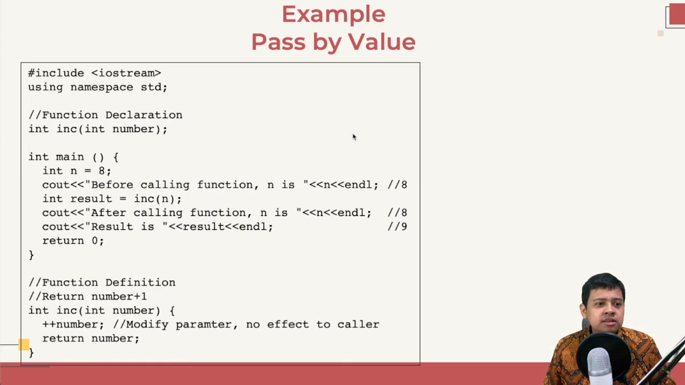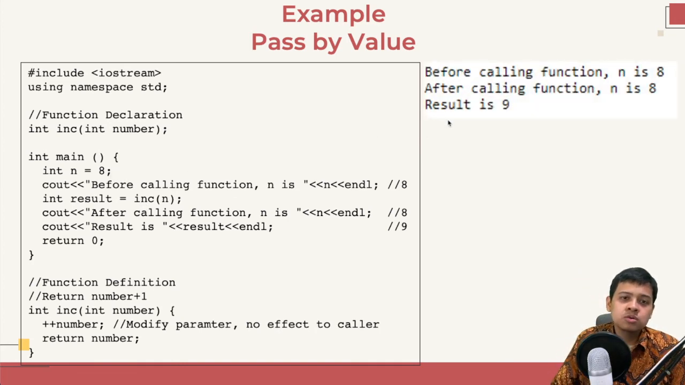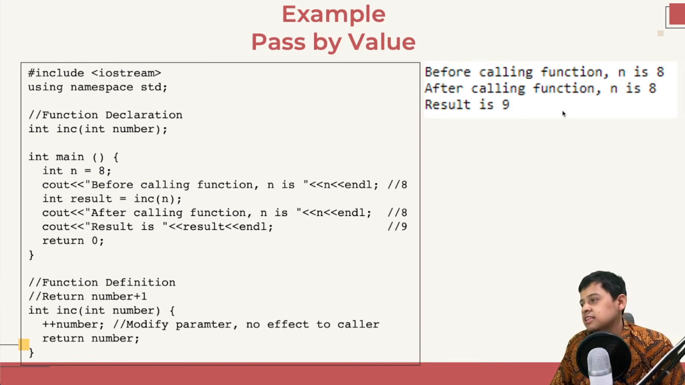So this is the example. If we have here the increment, we want to add a number, we increment the number, we modify the parameter, even though we call it using the same name as the parameter, and then we return the number, but the n will not change. So before calling the function, n is 8, and after calling the function, n is still 8, but the result is 9. So this is pass by value. We pass the parameter only the value without any reference of it.